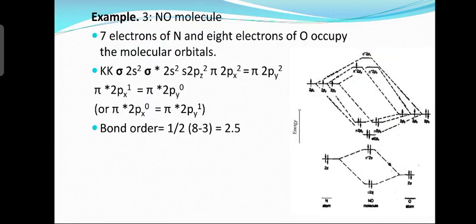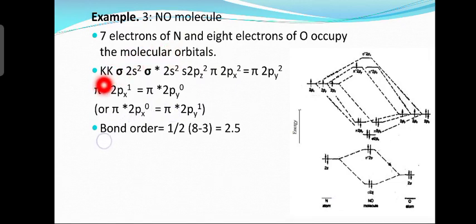Next slide, another example, example 3: the nitric oxide molecule, or NO molecule. Which heteroatoms are present in the NO molecule? 7 electrons of nitrogen, since the atomic number of nitrogen is 7, and 8 electrons of oxygen, since the atomic number of oxygen is 8. So in total, 8 plus 7 is 15 electrons present.